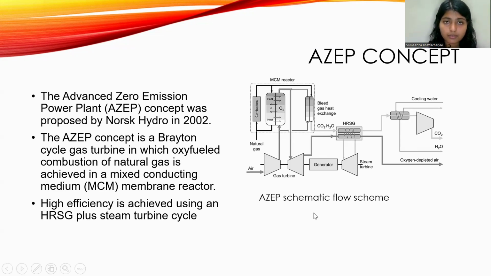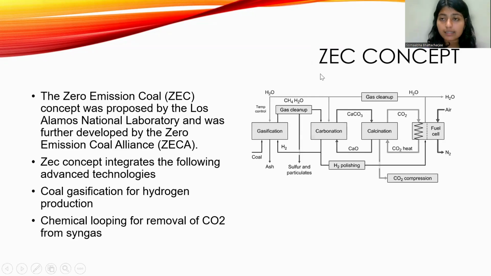So now let's move on to the second concept, that is the ZEC concept. This is the flow diagram. So ZEC stands for the Zero Emission Coal concept. It was proposed by Los Alamos National Laboratory, and it was further developed by the Zero Emission Coal Alliance, that is ZECA. So the ZEC concept integrates the following advanced technologies. First is coal gasification for hydrogen production, and chemical looping for removal of carbon dioxide from syngas. So this is the basic schematic flow diagram.